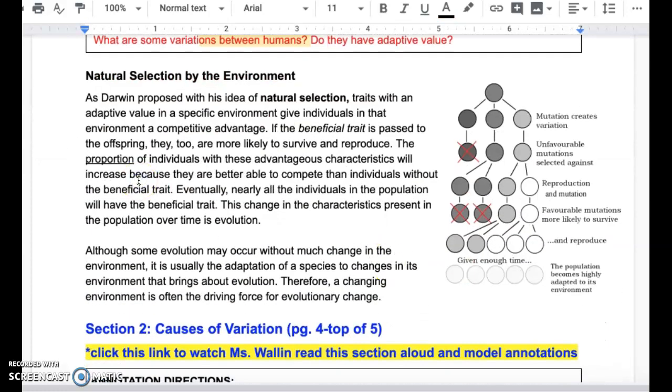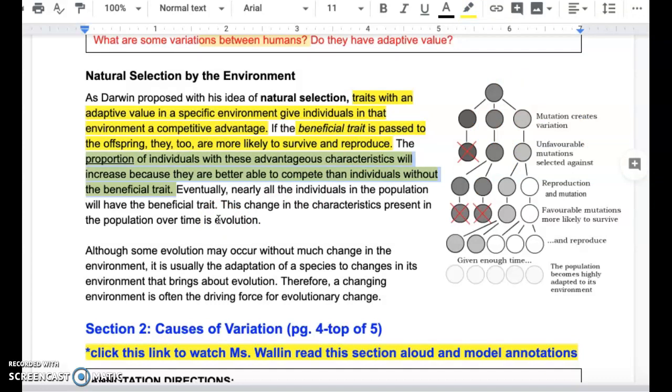All right, last paragraph of this section. As Darwin proposed with his idea of natural selection, traits with an adaptive value in a specific environment give individuals in that environment a competitive advantage. Highlight that. If the beneficial trait is passed on to offspring, they too are more likely to survive and reproduce. The proportion of individuals with this advantageous characteristic will increase because they are better able to compete than individuals without that beneficial trait. Eventually, nearly all the individuals in the population will have that beneficial trait.